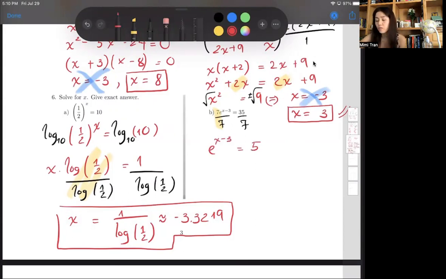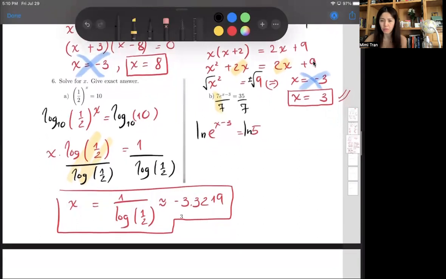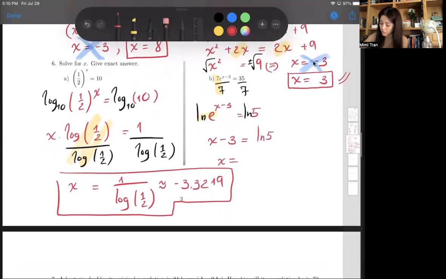Guess what log base I'm going to take? ln. Yeah, whenever you see e, ln should pop up in here. Cancel. So I have x minus 3 equals ln 5, right? Don't forget to write the ln on the right hand side. Add 3, x equals ln 5 plus 3.